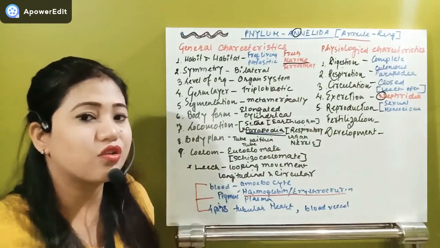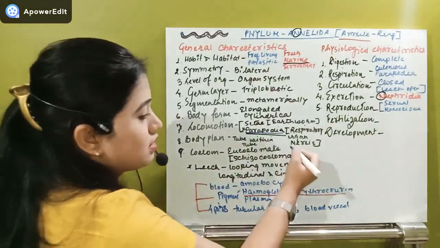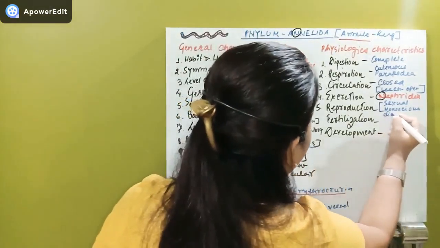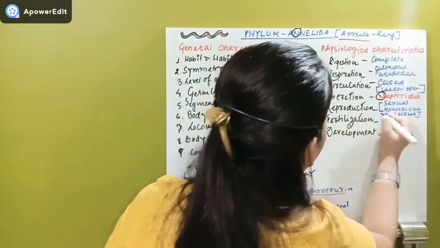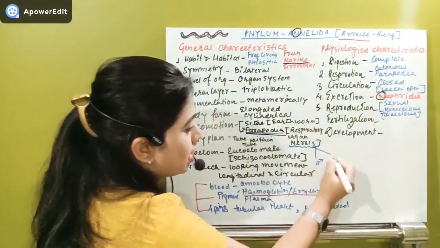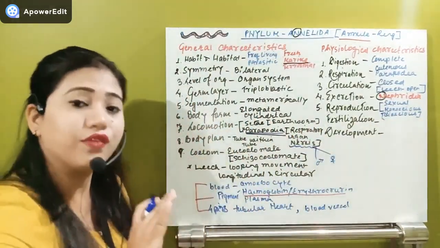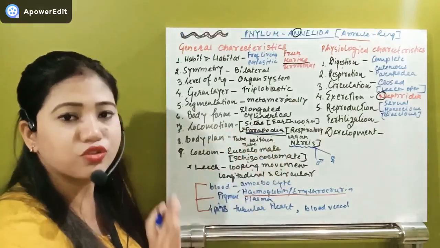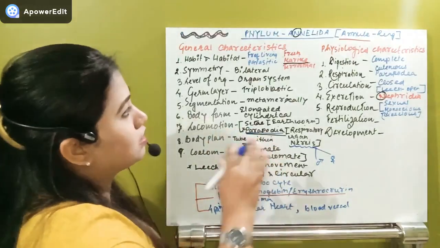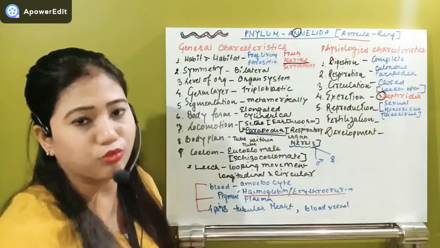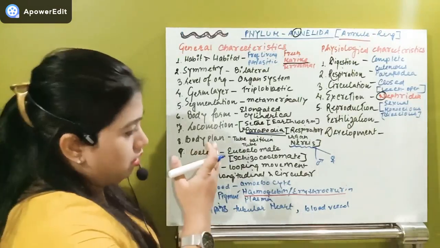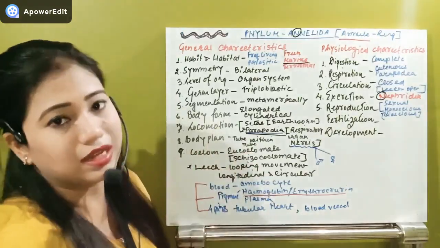But what happens in case of one species, that is Nereis? Remember, Nereis is dioecious. So the dioecious condition is also seen. In Nereis, they have separate male and separate female bodies. The male organism will produce male gametes, the female organism will produce female gametes. So they are dioecious. Otherwise, in phylum Annelida, most of the organisms are monoecious except one, that is Nereis. Nereis has separate male and female organisms, that is dioecious.